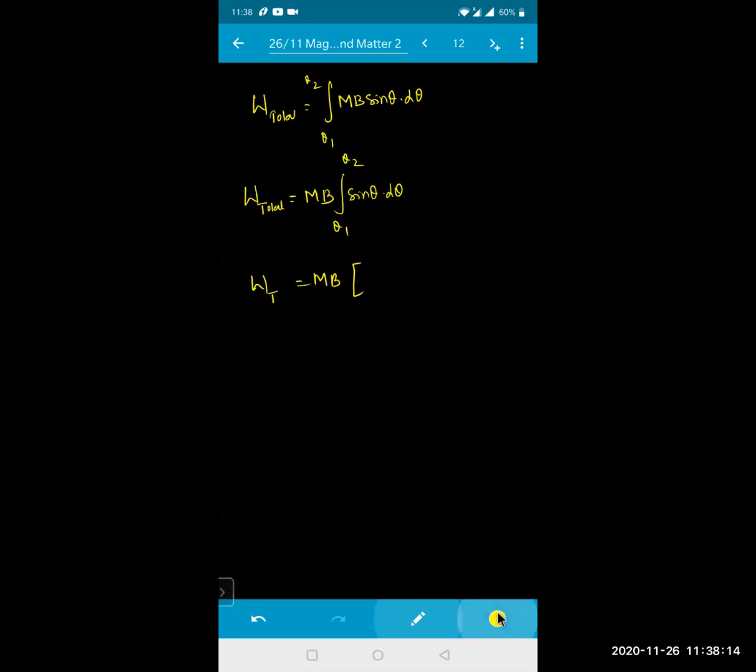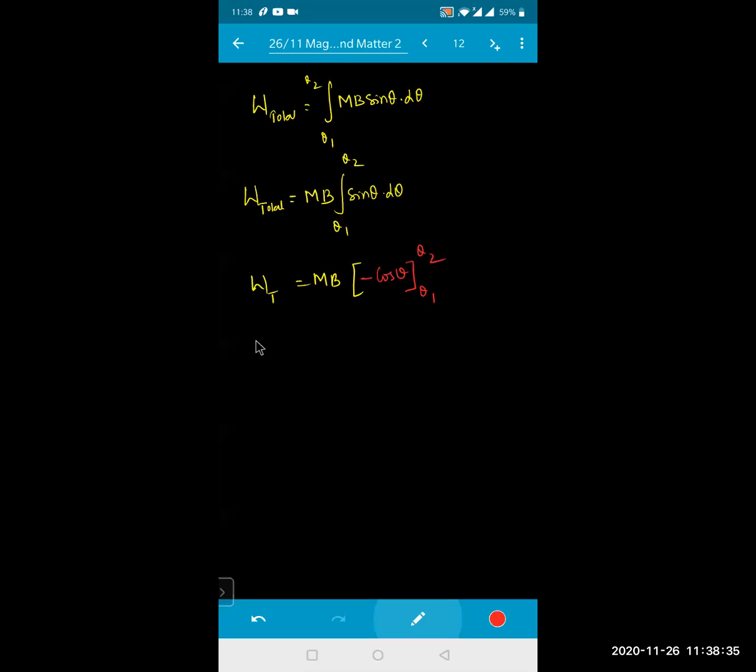ఎంత నాన్న ఎవరైనా చెప్తారా? Integral of sin theta into d theta, Satvik. Minus cos theta. So this one is from theta 1 to theta 2. Now just substitute limits and write the answer for this one.